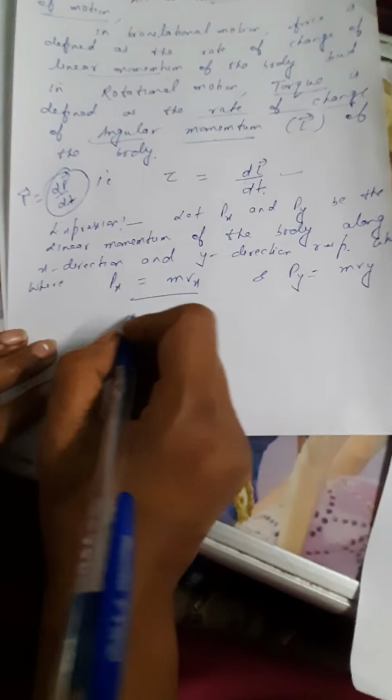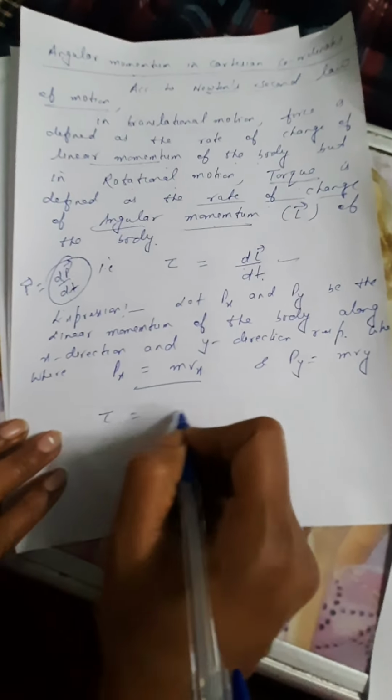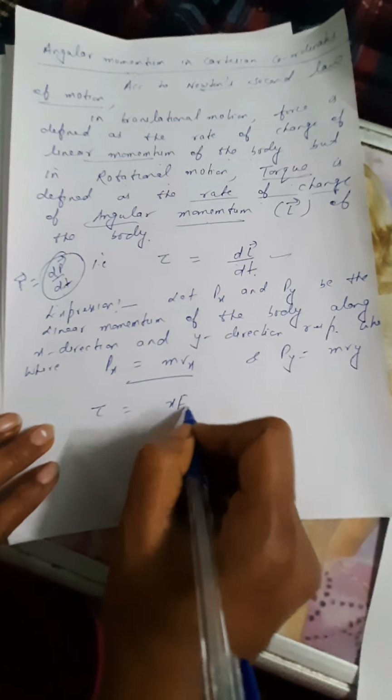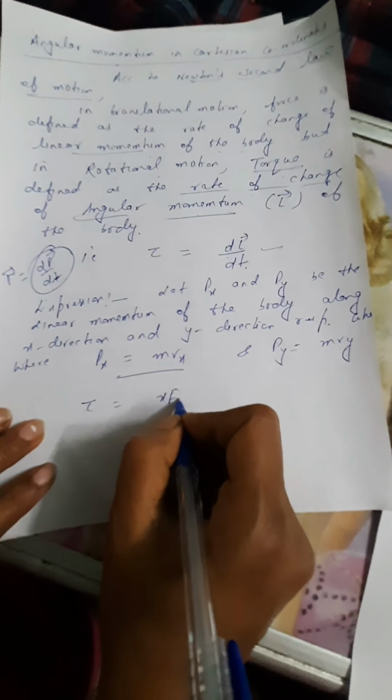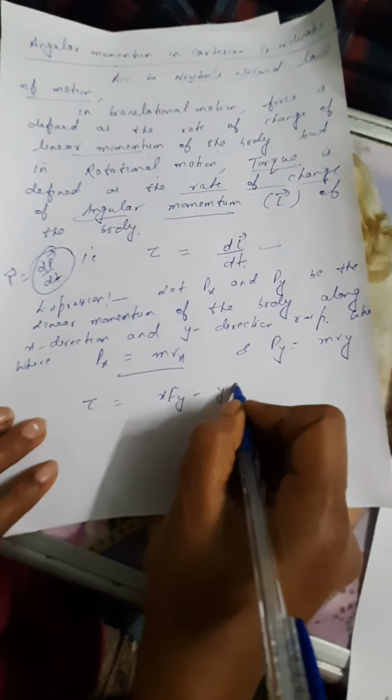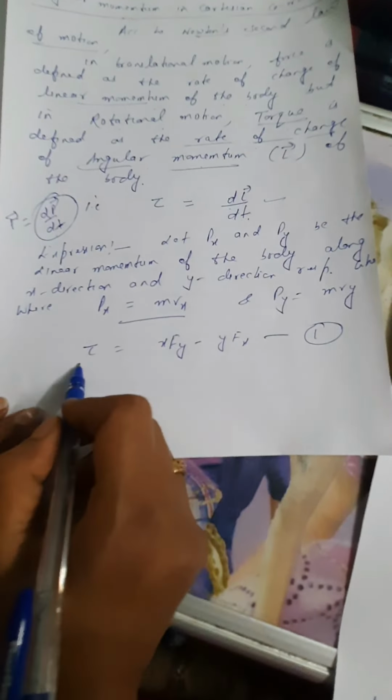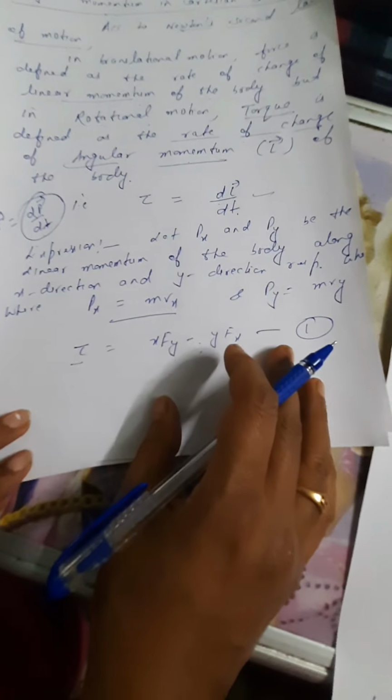From the expression of torque, what was the expression of torque? The expression of torque was tau is equal to x Fy minus y Fx. Last time we did this expression in Cartesian coordinates. You can consult that topic. I have picked this expression from there and written it down here. Okay.